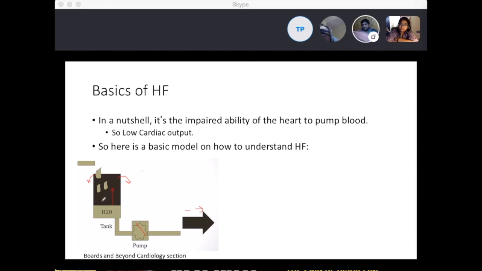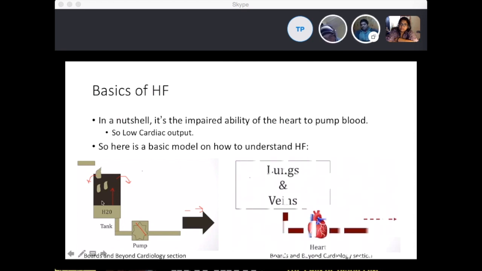So this is just a very simple model, and we can look at it for the heart. So heart is pumping blood all the time. However, if it starts failing, everything is going to back up to, instead of a tank, we're looking at the lungs and veins, and that's going to start leaking. So in a simplistic model, this is what's wrong. The heart isn't pushing enough blood out, and it's going to start backing up. So any questions about that?